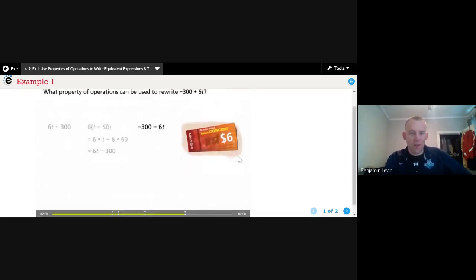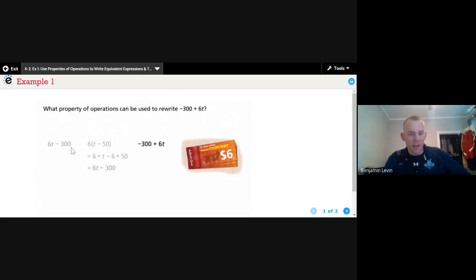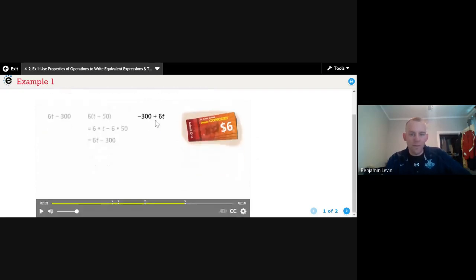Let's talk about this. This is the same thing, right, as this. It's just in reverse order. And we know that order doesn't really matter when we are adding or subtracting something, right? We have negative 300 in both, and we have positive 6t in both. So it doesn't matter what order we put them in. Order does not matter when we're adding things, right? So as long as we keep our signs the same, the negative stays with the 300 and the positive stays with the 6t. So these are the same thing, just written in 2 different ways.